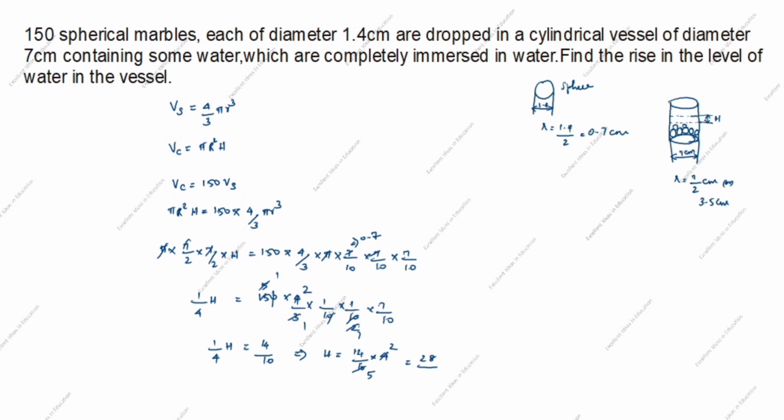28 divided by 5. We will divide using the 5 table. 1 5s are 5, 5 5s are 25. Remaining 3 is there. So 30 means 6 5s are 30. So 5.6 centimeter. So height is 5.6 centimeter.